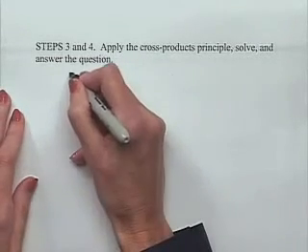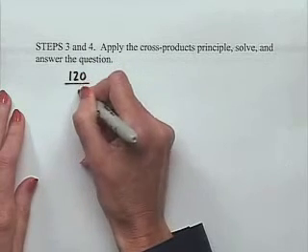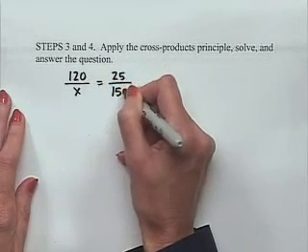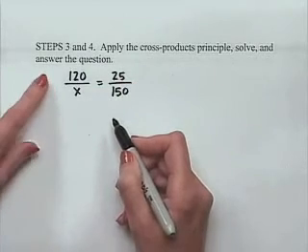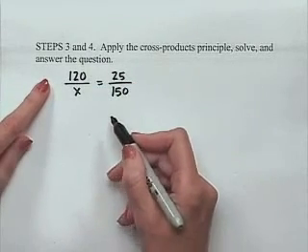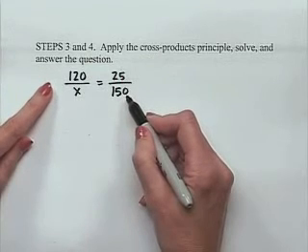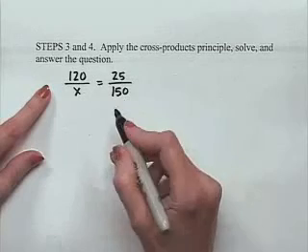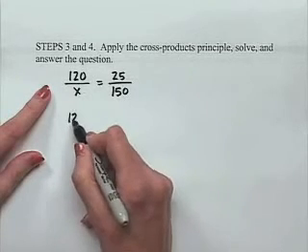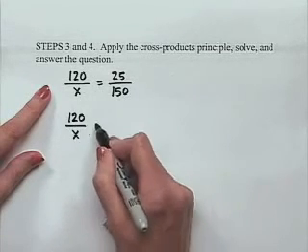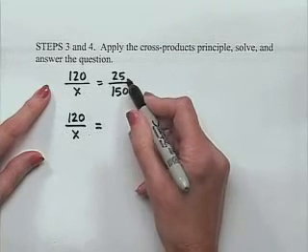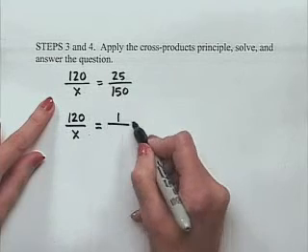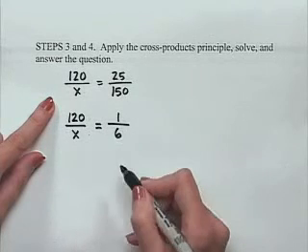So rewriting the equation, we have 120 divided by x equals 25 divided by 150. Now, one thing we can work with as we're working through our proportions is the fact that we could reduce any fraction that we see that can be reduced before we do our cross products principle. Let's apply that now. We'll have 120 divided by x equals 25 is a common factor here. We'll divide the numerator by 25 to get 1 and the denominator by 25 to get 6.